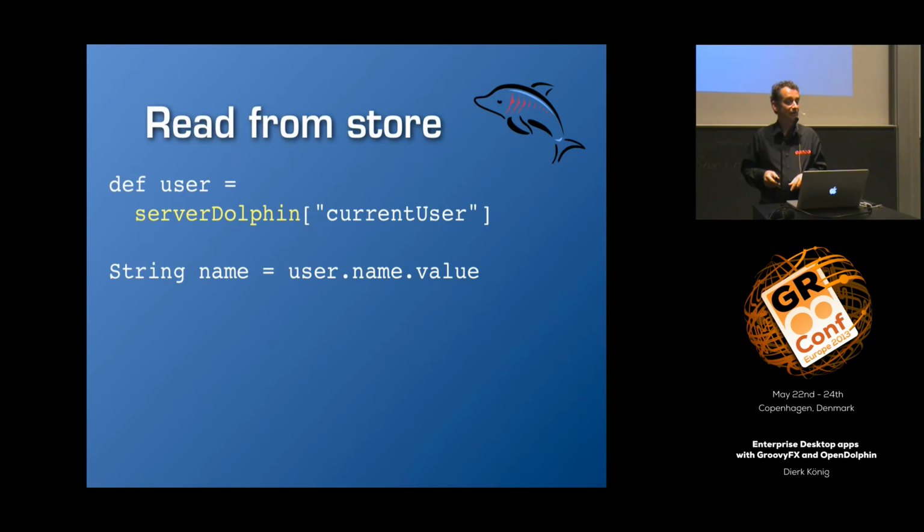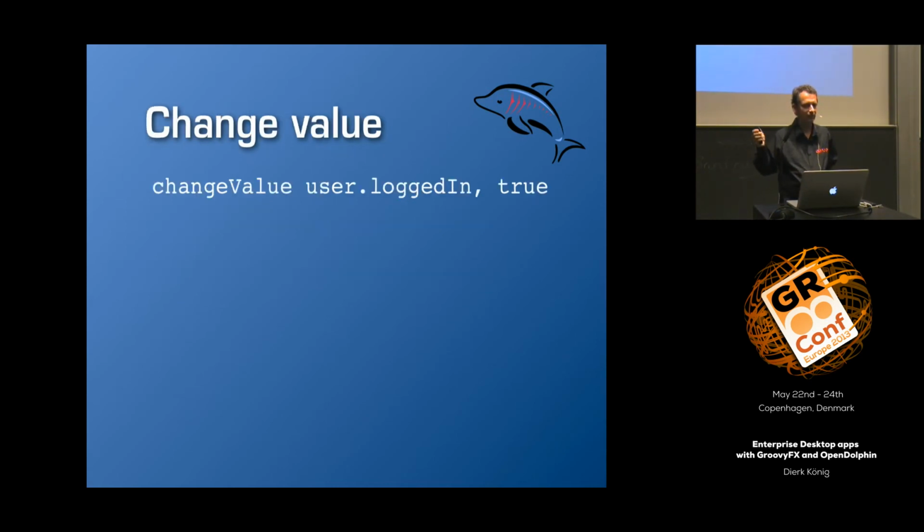So, what's the server doing? He reads from the server Dolphin. There's a getAt method, please give me current user. And then how do I get hold of the name? I ask the user for the name. There's a missing method or missing property here, and ask for the value. So that's how you get it. That's the Groovy version of it. And how do I change the value of the logged-in property? I ask the user for the logged-in property and I say change value to true, and it will create a command and put it in the response and send it to the client, and then the client will do whatever needs to be done.